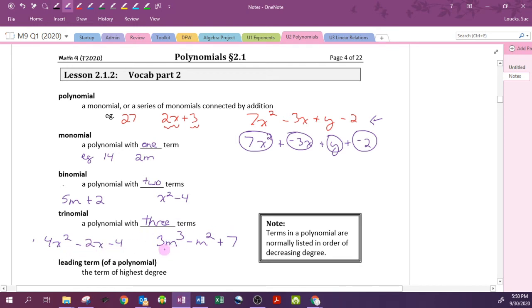This one has a degree of 3. This has a degree of 2. This has a degree of 0. So I've done them in order of decreasing degree.